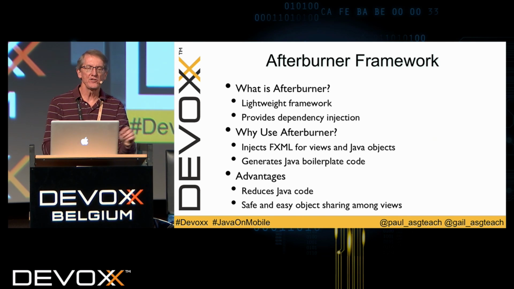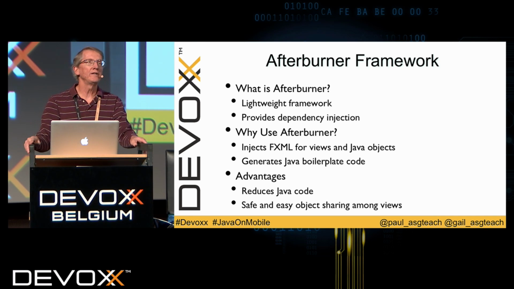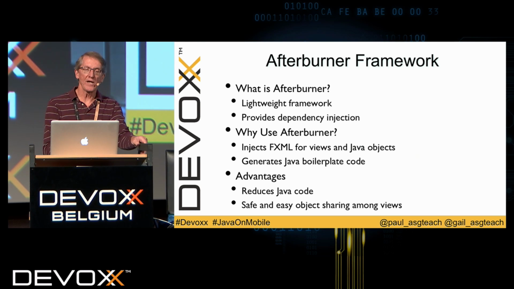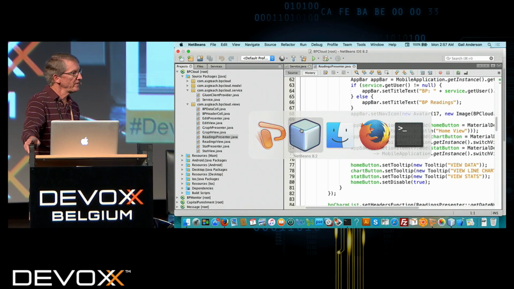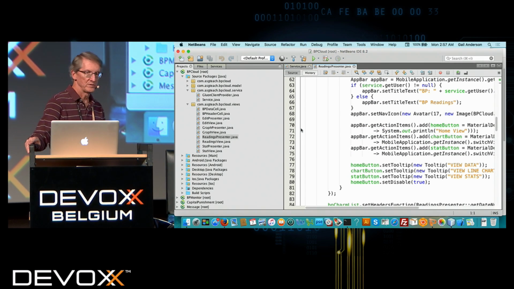Well, the main advantage is that when you use the Afterburner dependency injection, it lets you access shared model objects or services. This reduces the need for creating application-wide variables and also singletons, a lot of boilerplate code that you have to write. Dependency injection makes object sharing much easier. So let's go back into the BP Cloud application now. Go back into NetBeans, and Gail's going to show you a little bit about how we're using the Afterburner framework.